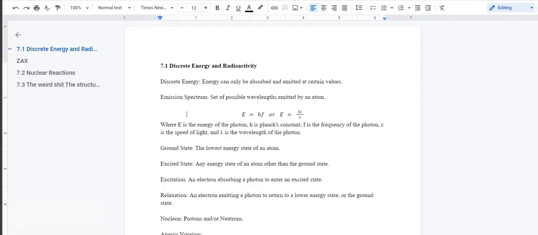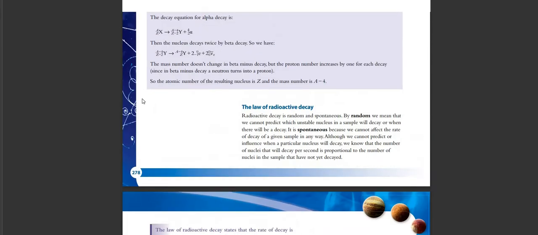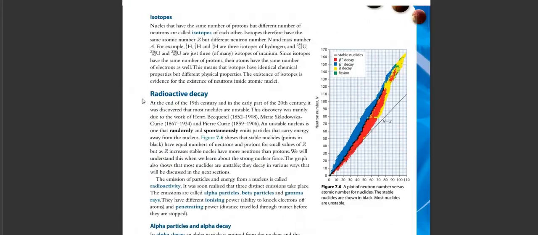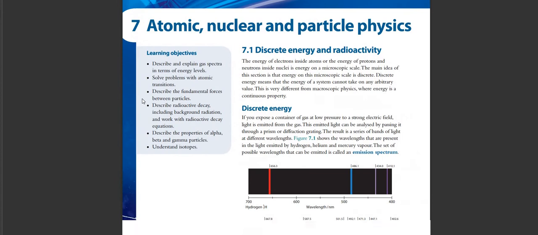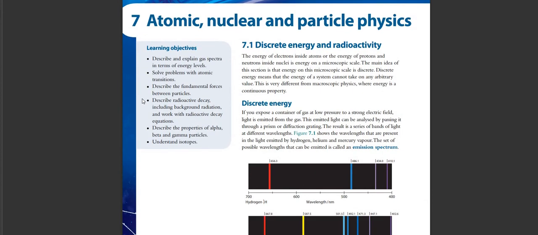So yeah, starting with chapter 7, which is nuclear physics. Let me just bring the textbook back to the start. I'll be using the textbook and the notes to sort of guide us along, and I'll be using the whiteboard to explain the things. So yeah, atomic, nuclear, and particle physics.